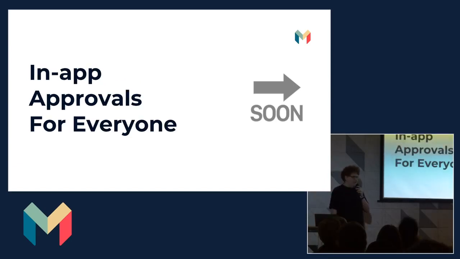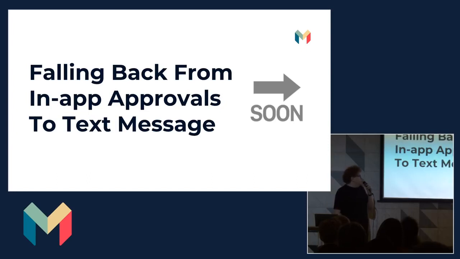In-app approvals for everybody. At the moment, we had a last-minute breaking bug on both platforms. We tried to work around it server-side, we couldn't. So iOS required an update that was released yesterday. Android, the update's rolling out end of the week, I believe. And yeah, falling back from in-app approvals to text messages when you don't have your phone logged in.